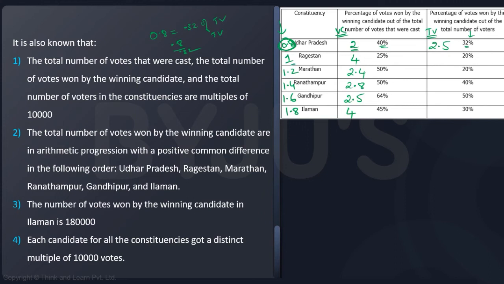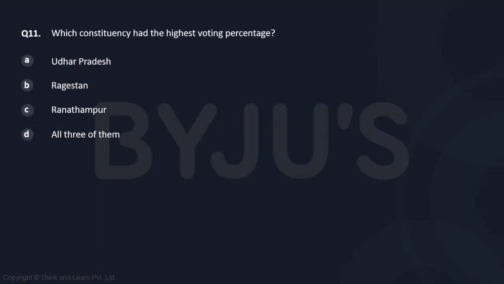Similarly, 1 divided by 0.2, so 5 lakh voters. 1.2 divided by 0.2, so this is 6. 1.4 divided by 0.4 should be 3.5. 1.6, so this should be 3.2. And 1.8 divided by 0.3 should be 6. These are the counts. So this is exactly what we got. This is complete information. Nothing is uncertain now. Let's go ahead and take a look at the questions.